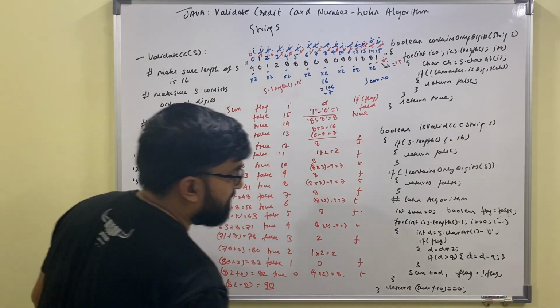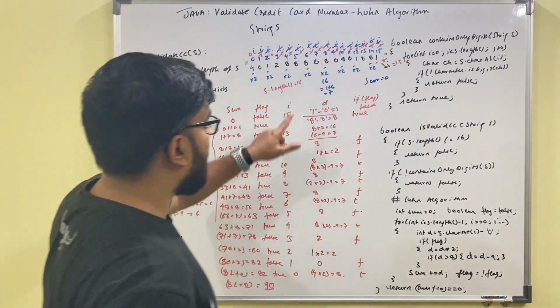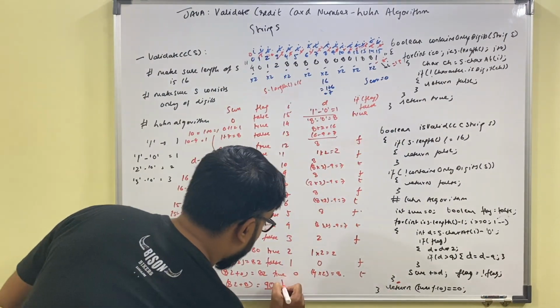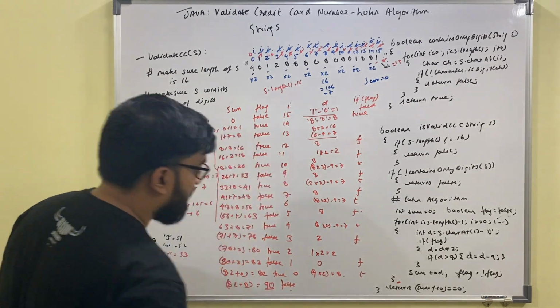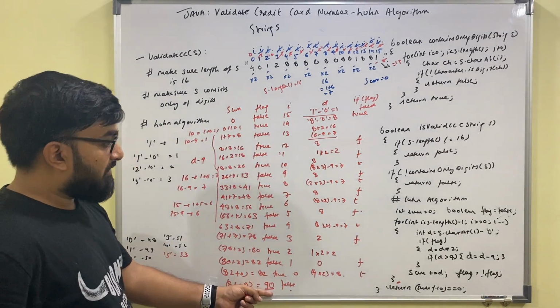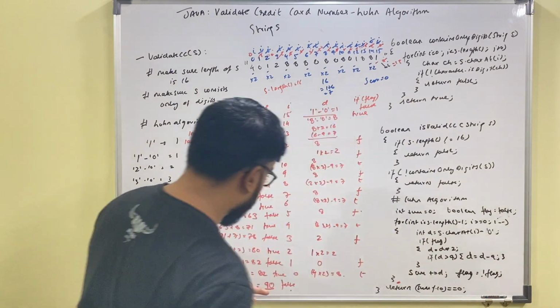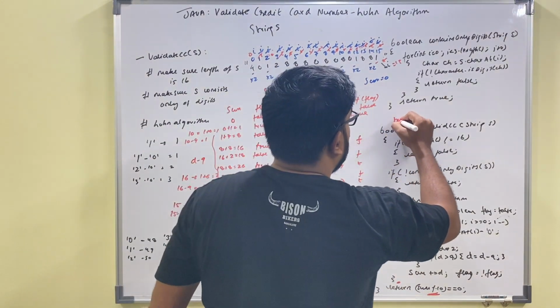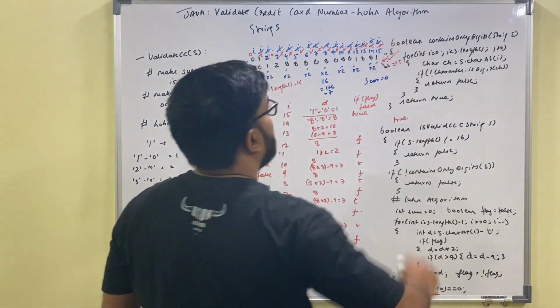Okay, 90. We have used all the values of i. The loop closes. This becomes false, and it's redundant now. This sum is 90. 90 % 10 is equal to 0, so the return value is true. So this is a valid credit card number.